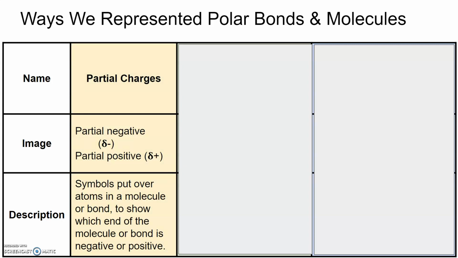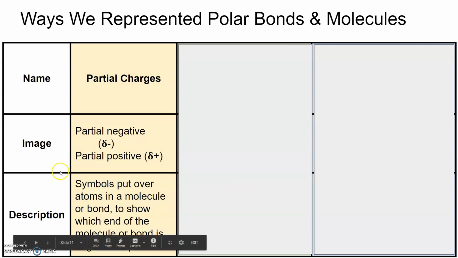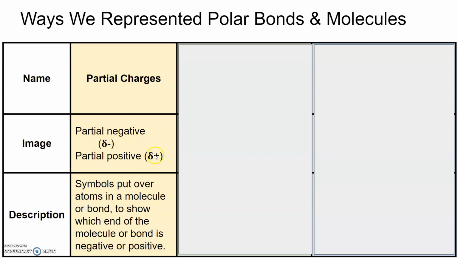The first way is we use partial charges. Partial charges are these symbols that are shown here. This S-looking thing is a lowercase delta. So this is delta negative and this is delta positive. If you have a partial negative charge, you'll be delta negative. And if you have a partial positive, you'll be delta positive.